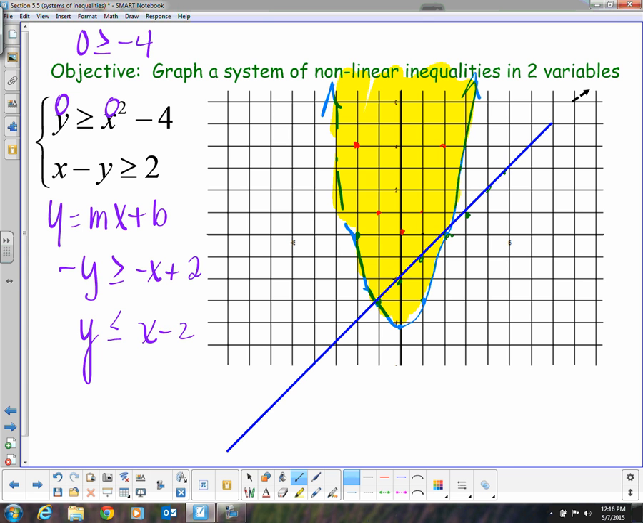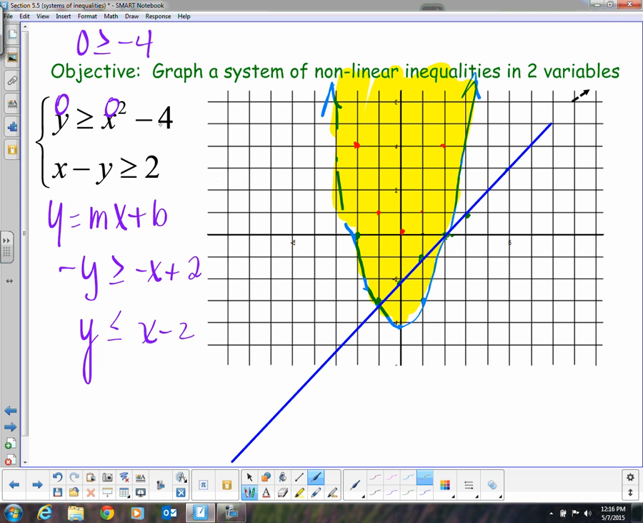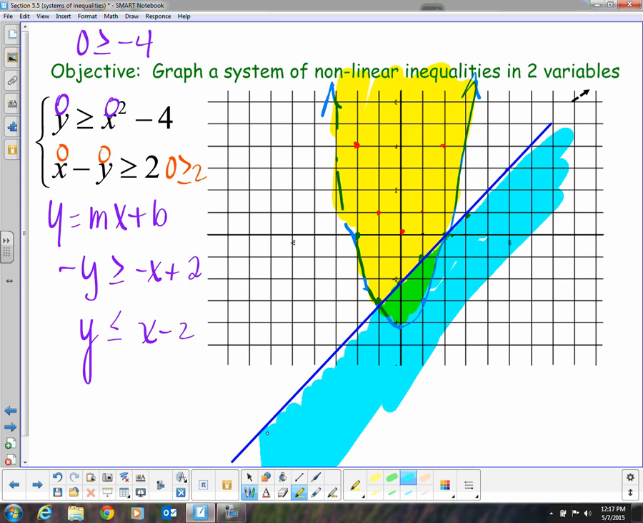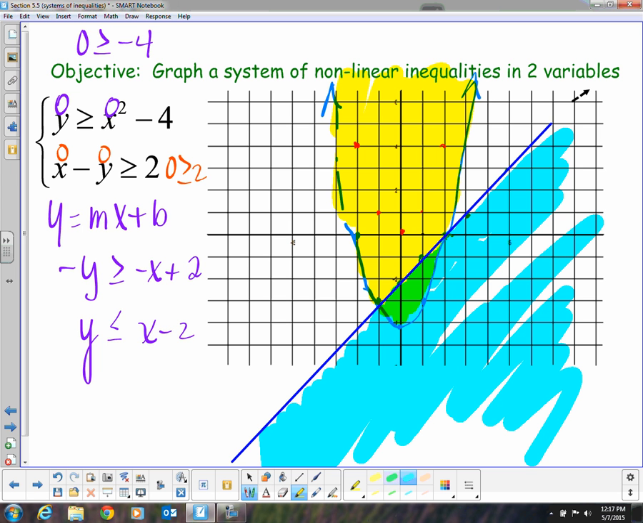All right, now, what do we have to do? If we plug in 0, 0, 0 minus 0 is 0 greater than or equal to 2. False. So I do not shade above, but I shade, and where will that intersection be? If I shade below this line. Right? Or it turned green, correct? So where's your answer? Right here, where it turned green. That is the shaded region.